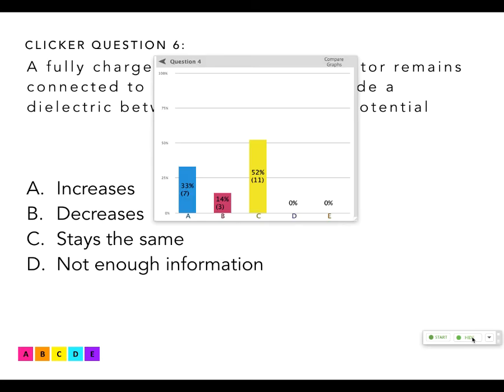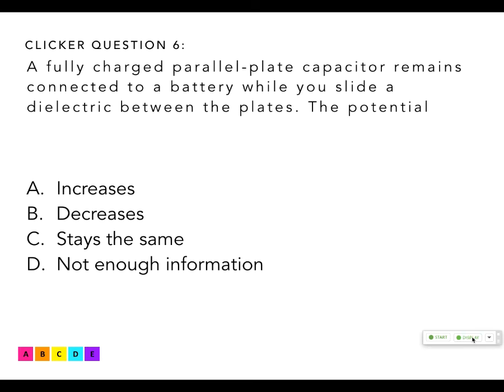Slightly different answers. Better. So, what determines? Okay, what does the dielectric do? Increases capacitance. What does the battery do? Maintains the voltage. So what should happen to the voltage? It should stay the same because there's a battery connected to it that can change the charge.